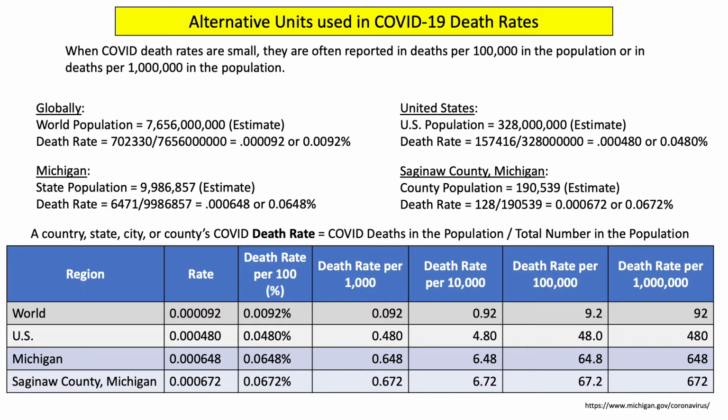We can calculate the population death rate of any region, the world, the United States, an individual state like Michigan, or a county. The rates that we use are not percentages usually, because the death rate expressed as a percentage is a tiny number. So instead, we usually, as you see in this table, go over to the death rate per 100,000 or the death rate per million and use those rates. It's easier for us to compare the two countries using bigger numbers than it is for the tiny fractions.